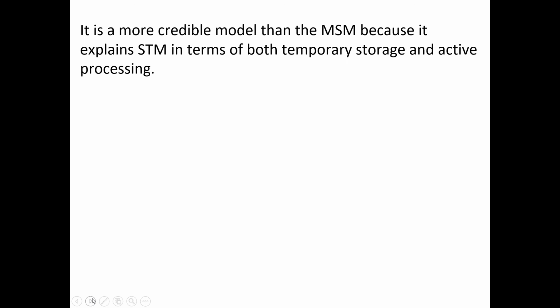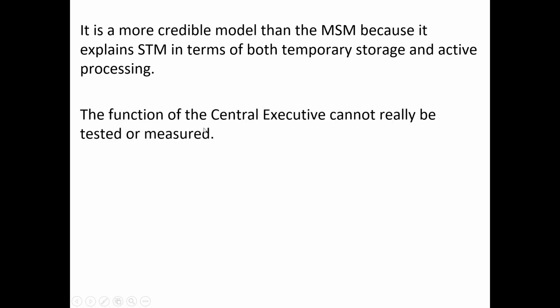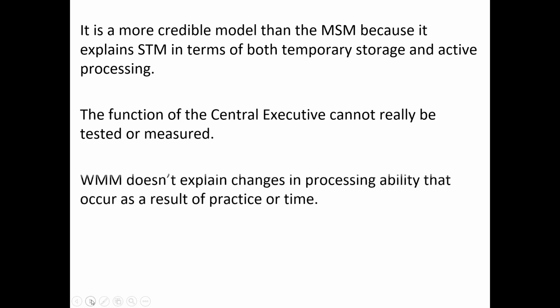So it looks at temporary storage and active processing. That is definitely a strength. I don't really think you can see that as a limitation, actually. That's just a clear strength. The function of the central executive cannot really be tested or measured. Yeah, the central executive and the episodic buffer are vague. I mean, there probably is something in the memory that is assigning different tasks. How you measure it and find evidence for it, well, the Robbins study tried to do that a little bit, but not really massively successfully, in my opinion.